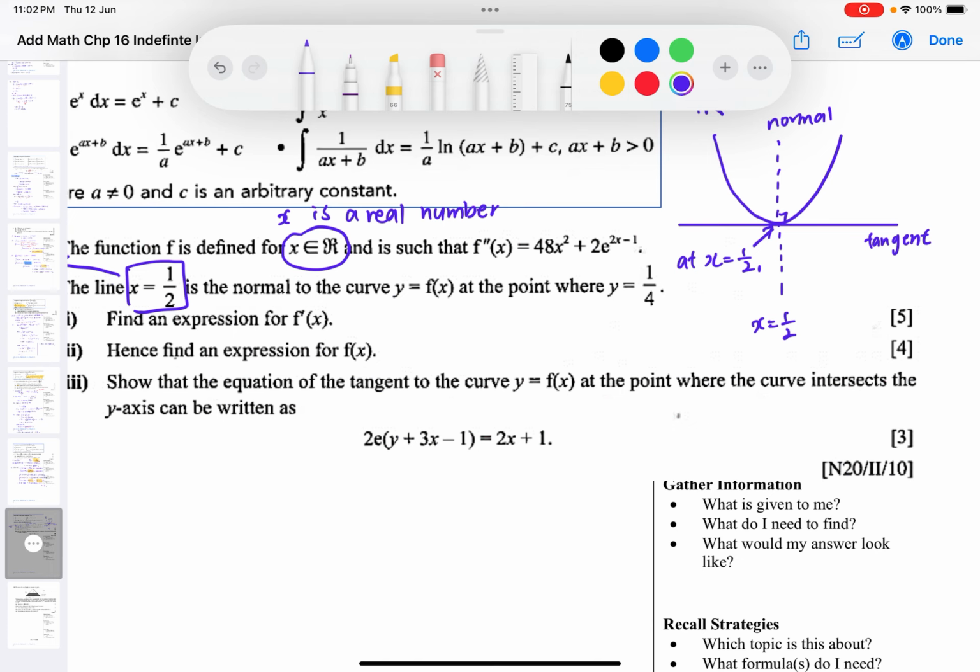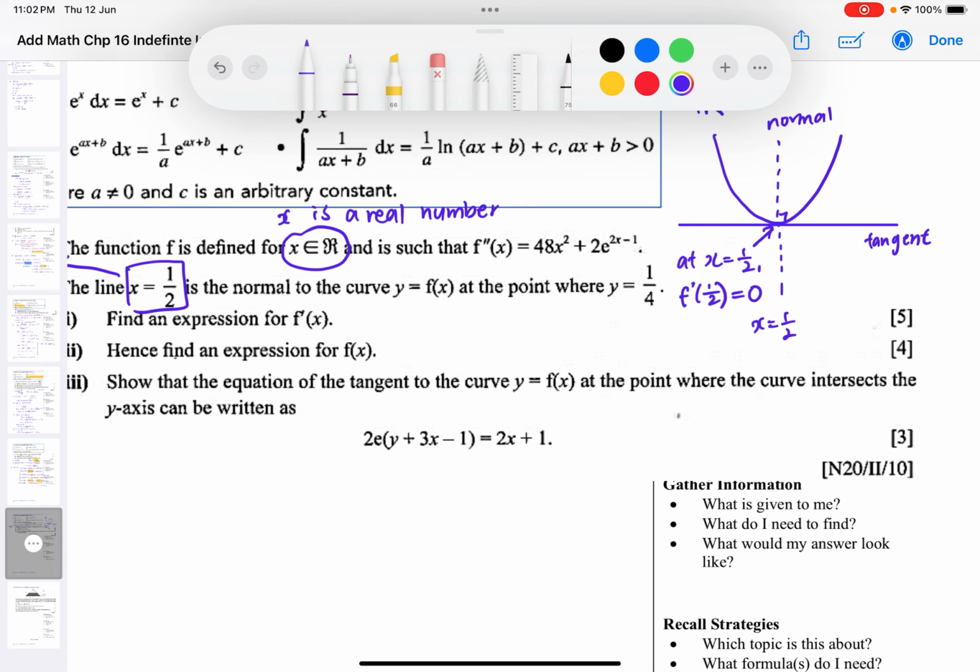And what happens at the stationary point? The first derivative, or the f prime of x, in this case f prime of half, is equals to 0. That's what we learn about stationary points. At a stationary point, the dy dx is 0. So this is what we know about the function now.